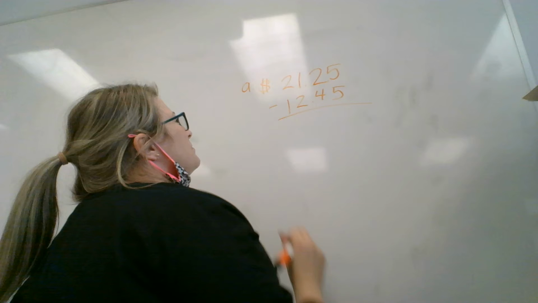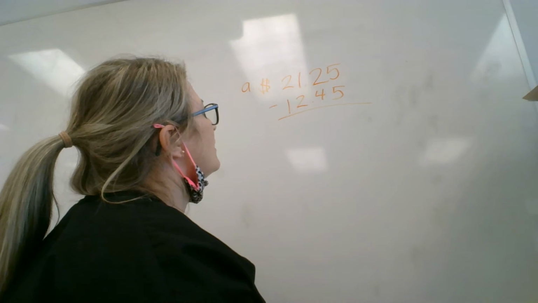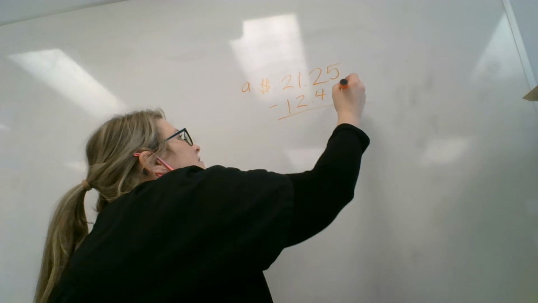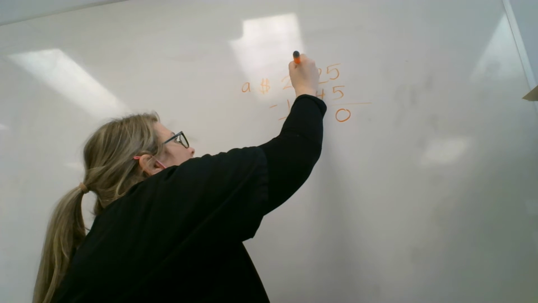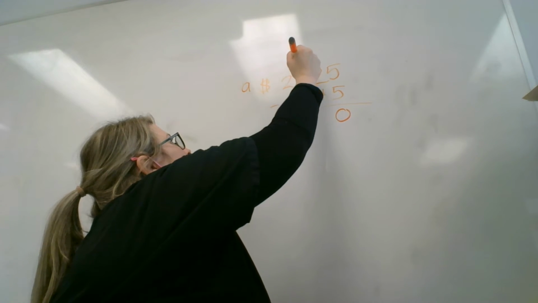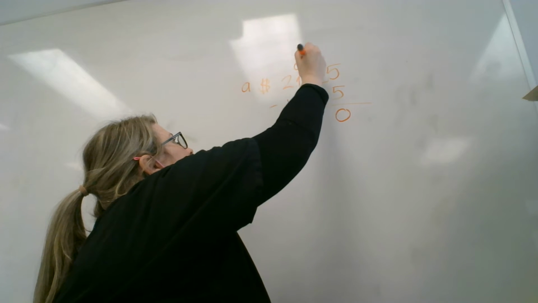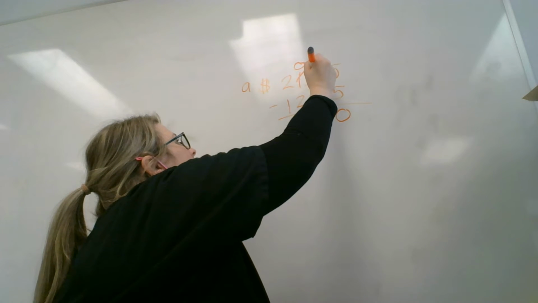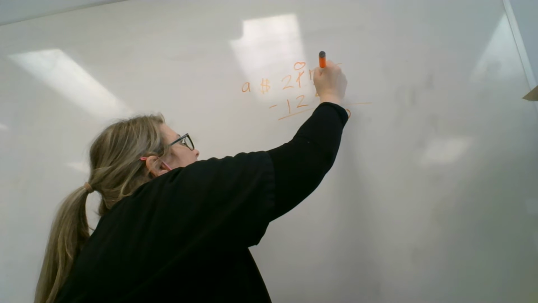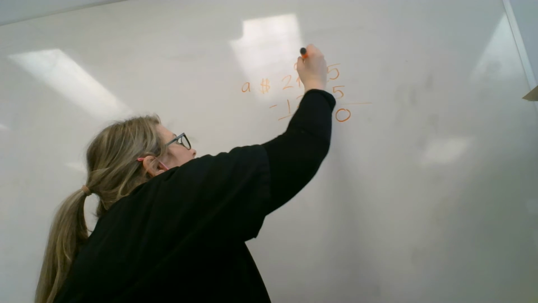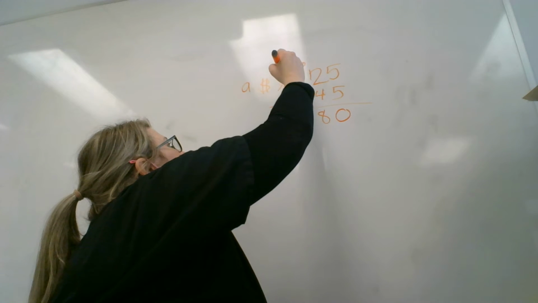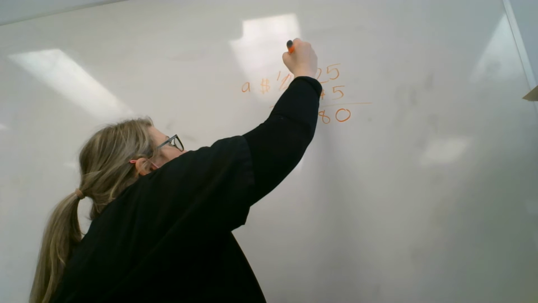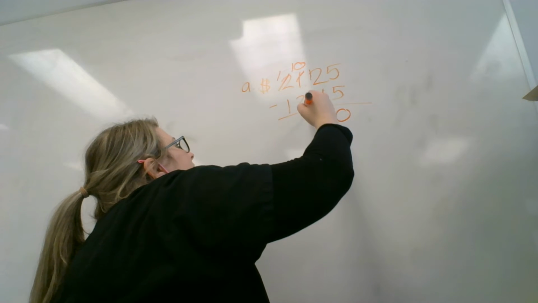I'm going to be subtracting to find my total here. 5 minus 5 is 0. Can't take 4 from 2, so I have to borrow. 1 minus 1 is 0. Now I have 12 minus 4: 12, 11, 10, 9, 8. 1 minus 2, can't do it, so I have to borrow again. 2 minus 1 is 1. Now I have 10 minus 2: 10, 9, 8.